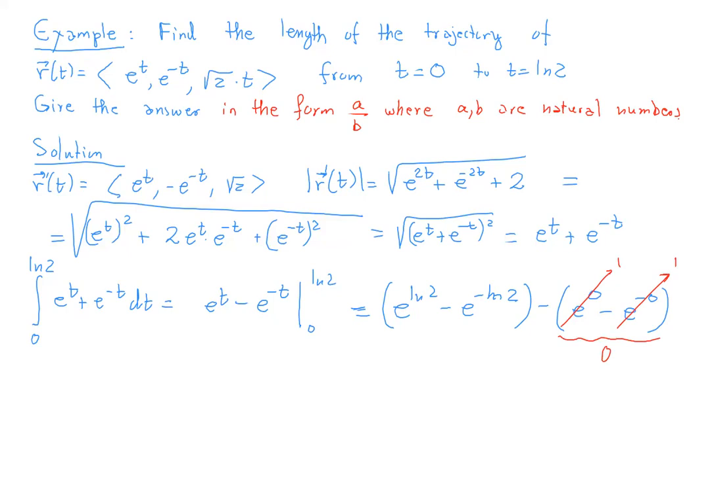And e to the ln of 2 is 2. E to the negative ln of 2 is not negative 2, it's 1/2. Why? Because it's 1 over e to the ln of 2. And the final answer is 2 minus 1/2, which is 3/2. So the final answer is given in the format that the problem asked us for. And that's it.